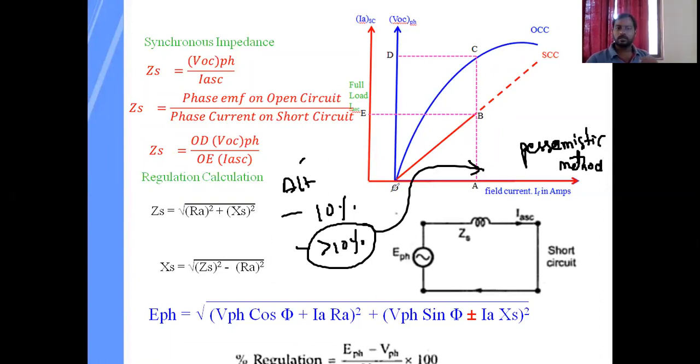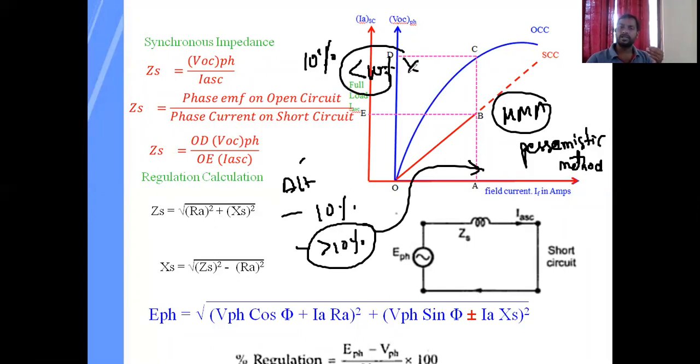So this is a good method compared to the MMF method. MMF method is nothing but an optimistic method, because if the actual voltage regulation of the alternator is 10%, then by using the MMF method, the voltage regulation we will get is less than 10%. So that is not a good one. That's why the MMF method is nothing but an optimistic method, and the EMF method is nothing but a pessimistic method.